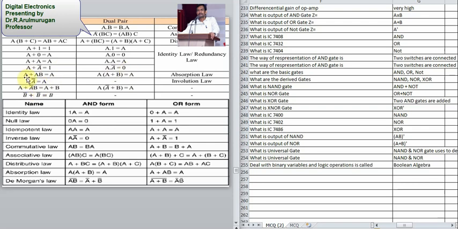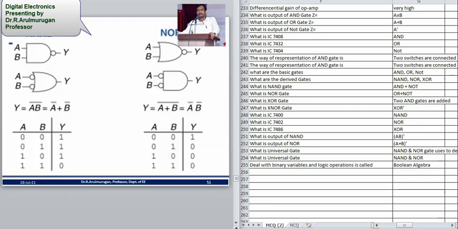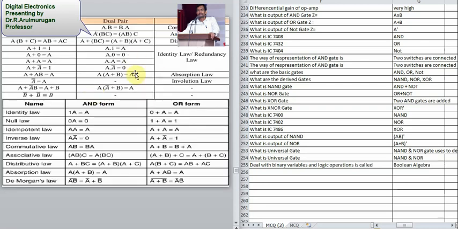Here, A plus AB is equal to A into (A plus B), which is equal to A. You should know about this one. Why do you want to know? For simplification purposes. So this is something you will want to learn.